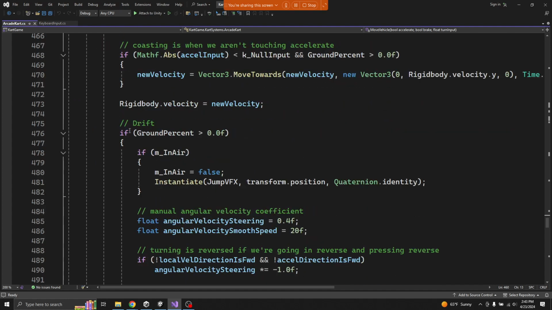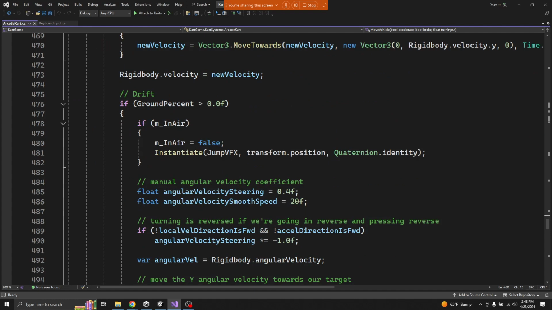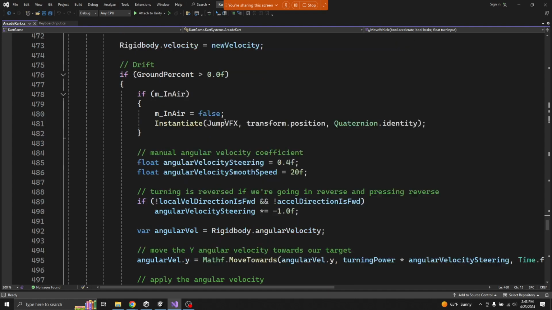And drifting. So if ground percent is greater than 0, we have at least 1 tire on the ground. So if we were in the air, that means we just landed. Like this was true, but the tires hit the ground, so we're landing. I don't know why this is handled, I don't think it's handled in drift. I think it's handled in the fact that at least one tire has touched the ground. And if that's true, let's just double check that we haven't just left the air and come back to the ground.